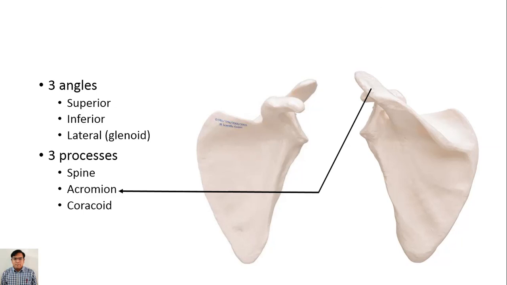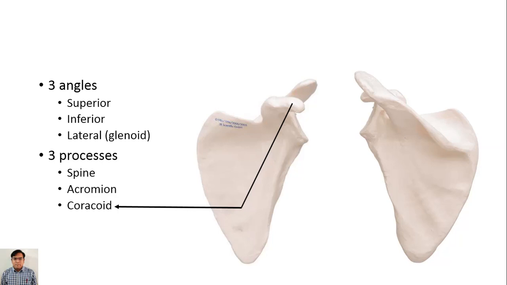And this is the acromion process. It is a lateral prolongation of the spine. And this is the coracoid process, which is a lateral prolongation of the anterior surface. It is a beak-like projection.